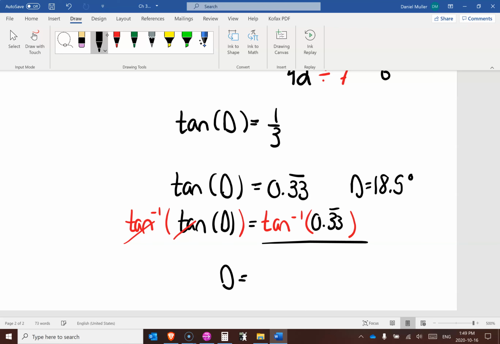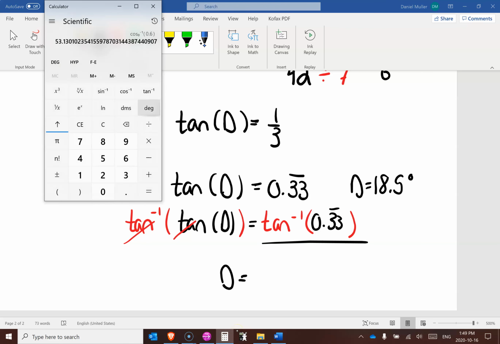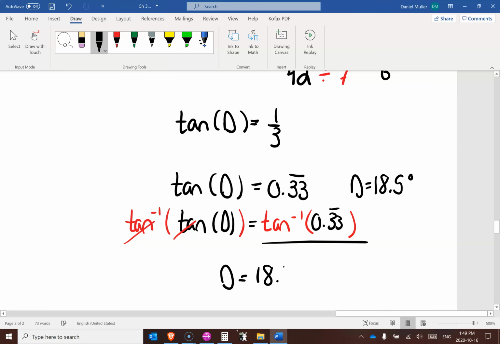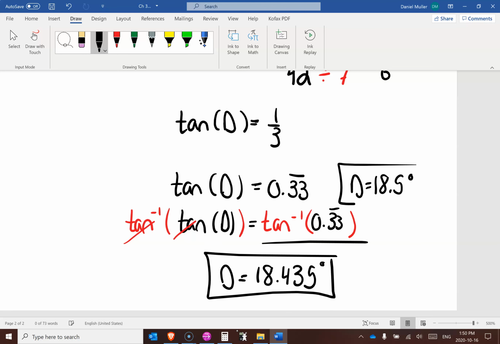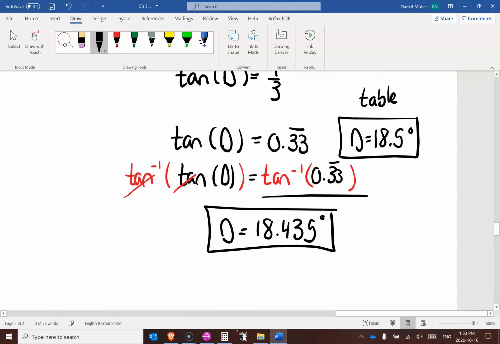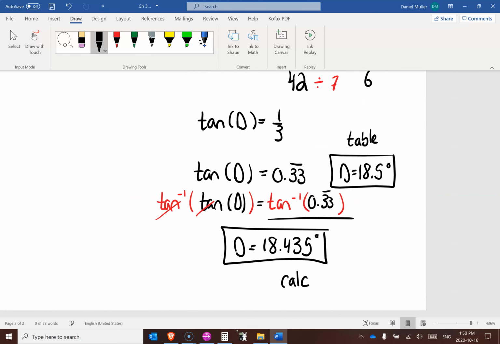So I need to do tan negative 1, 0.3333. I can clear this off, go 0.33333333, and there's the tan -1 button: 18.43. So 18.435 degrees. So that was with the table, which I think is a lot easier, and this is the calculator, which you then have to know the algebra behind it.